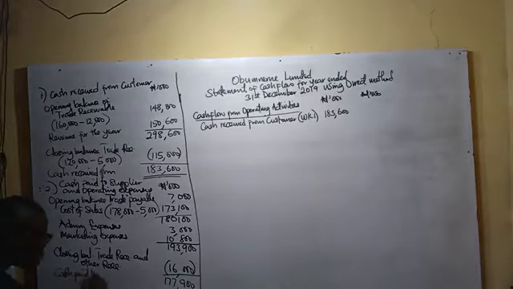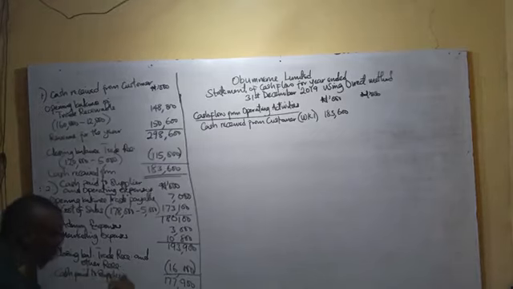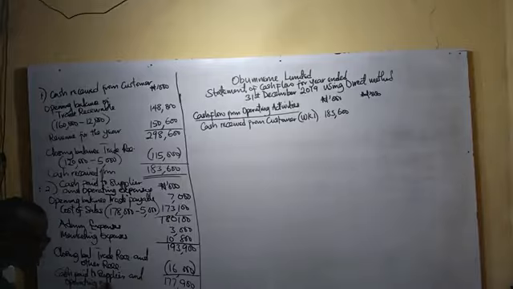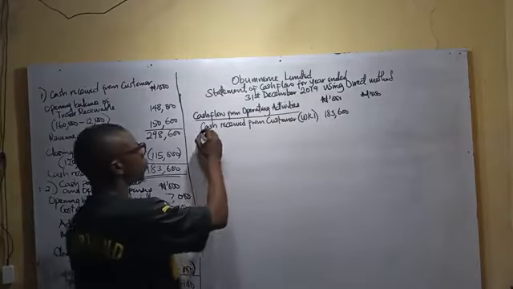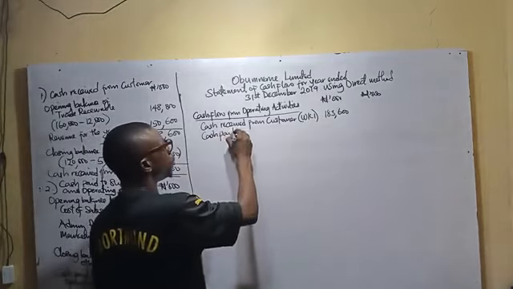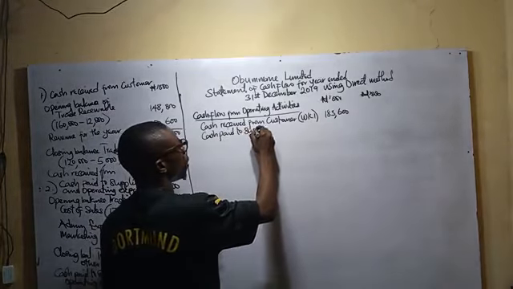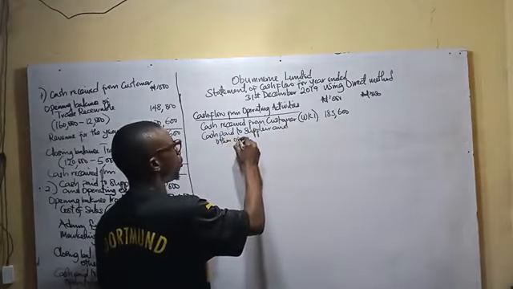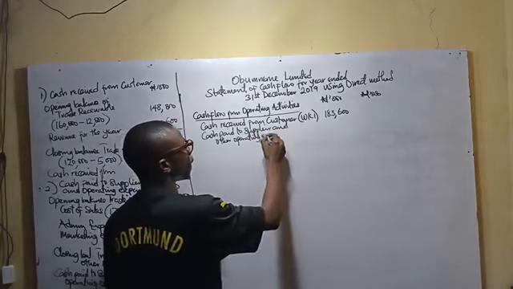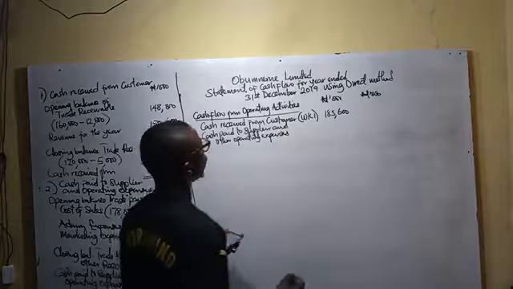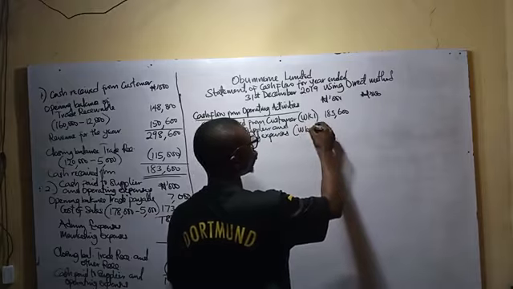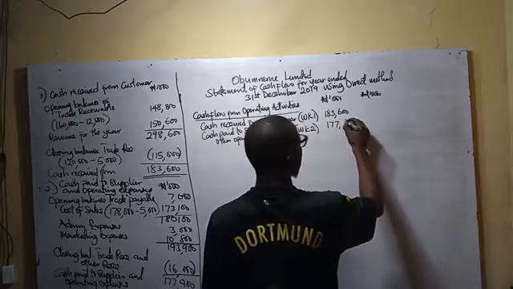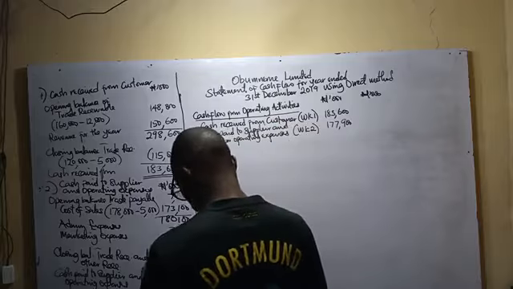That will be your cash paid to supplier and other operating expenses. So you move your cash paid to supplier and other operating expenses. So that's workings 2. So that's how much? 177,900. Now I think that's all for your operating activity.